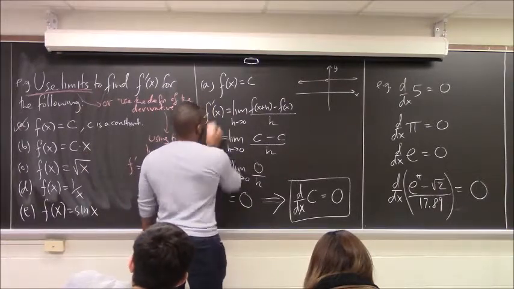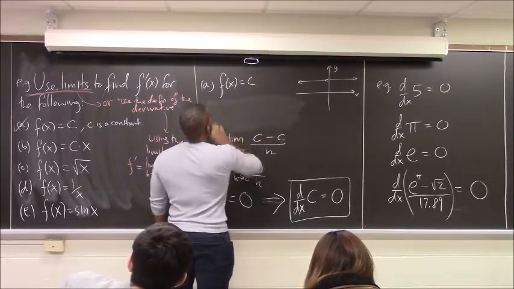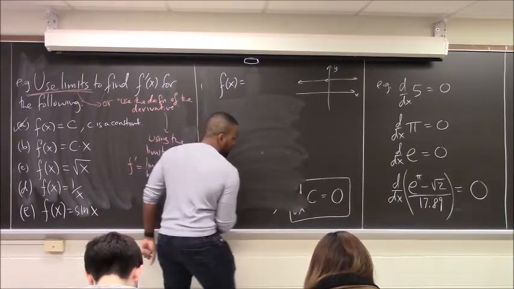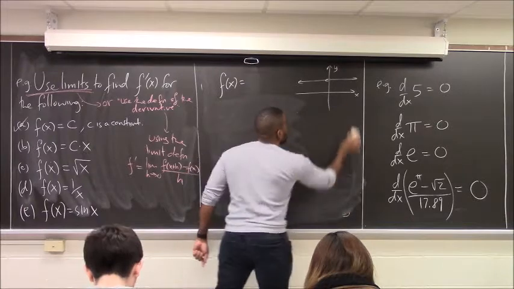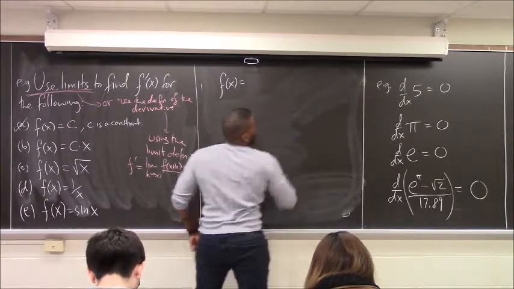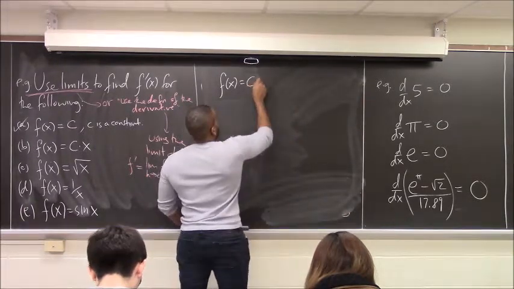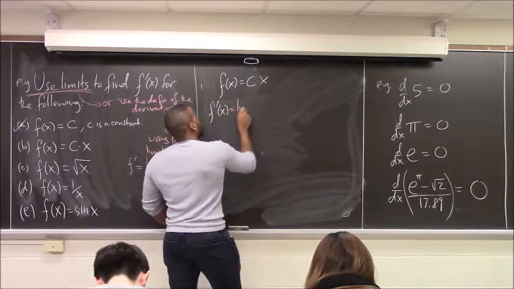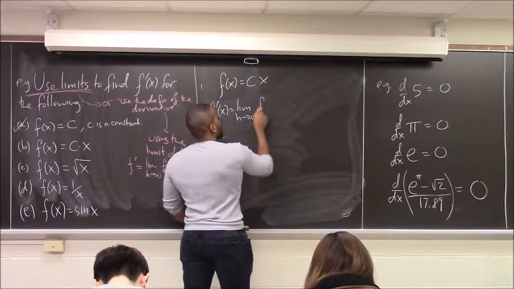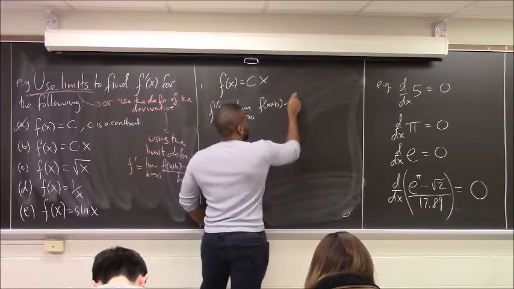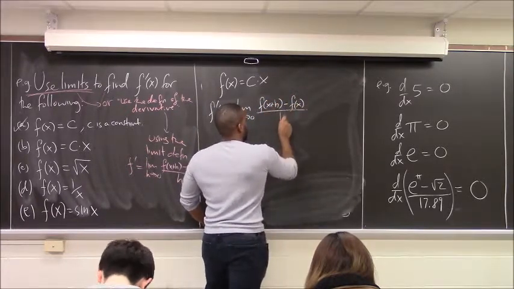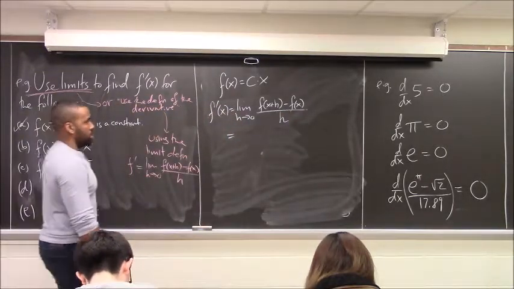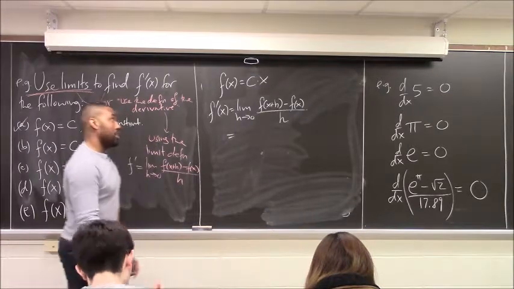Let's try this one, maybe it's a little more interesting. What if we have a constant times x? We know the derivative should look like the limit as h approaches 0 of f of x plus h minus f of x, over h. Keep writing it down until you remember it. So what do you think the answer should be here?